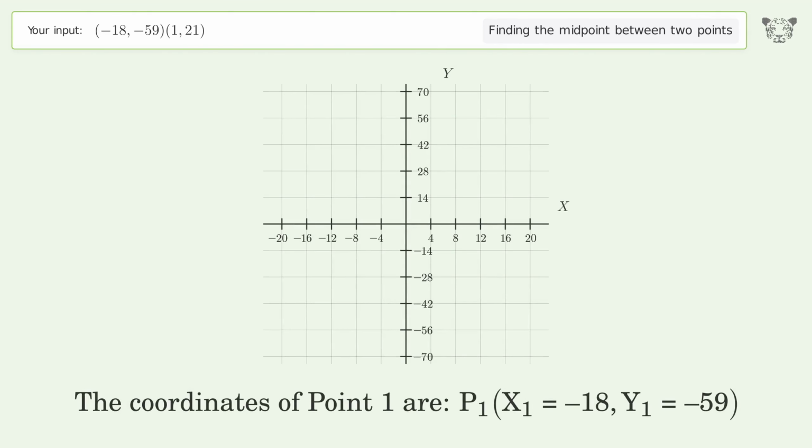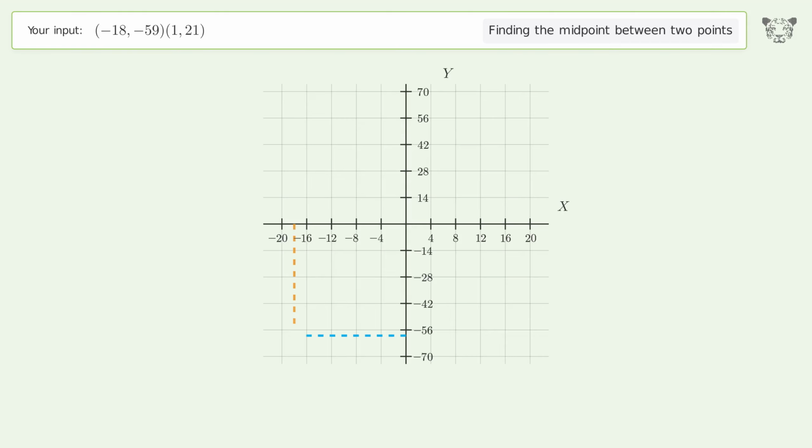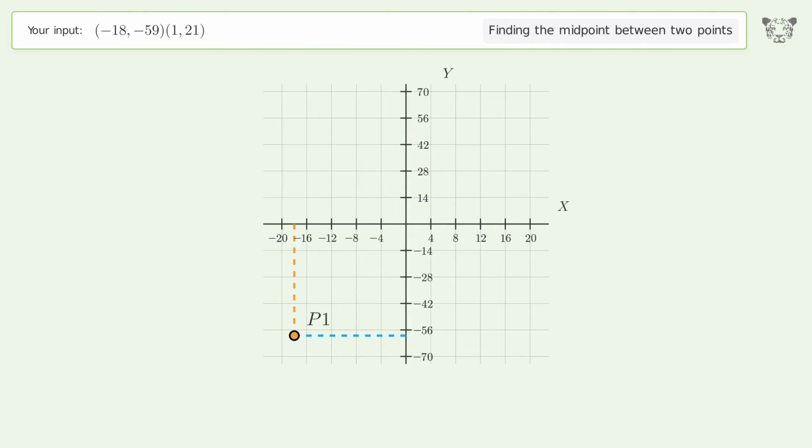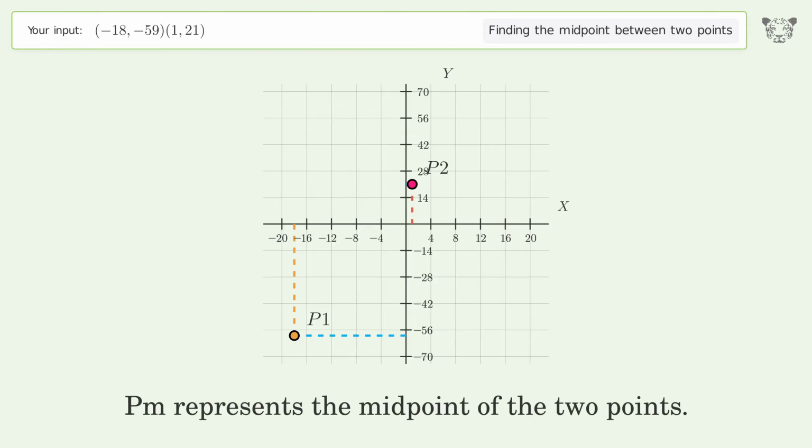The coordinates of point 1 are, x1 equals -18, y1 equals -59. The coordinates of point 2 are, x2 equals 1, y2 equals 21. PM represents the midpoint of the 2 points.